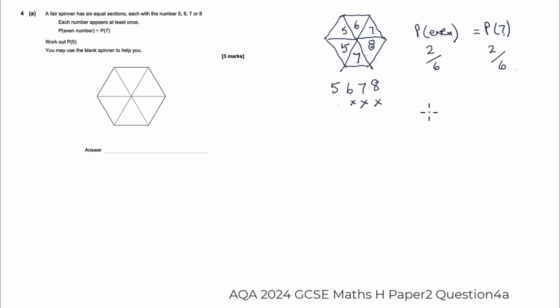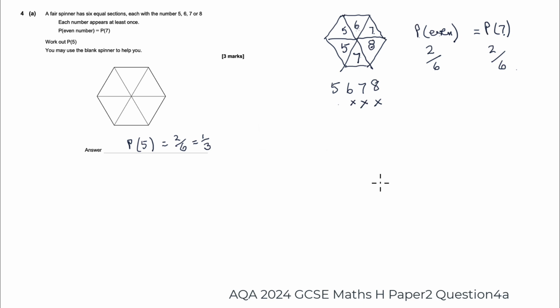So that's the completion of the spinner. There's 2 5s, 1 6, 2 7s and 1 8. Doesn't matter the order they're in, so long as that's the numbers that are on the spinner. Work out the probability of 5. Well, the probability of a 5 being spun is 2 sixths, which can be written as 1/3 when we cancel 2 from that fraction. So 1 out of 3, 1/3 is the probability of a 5.